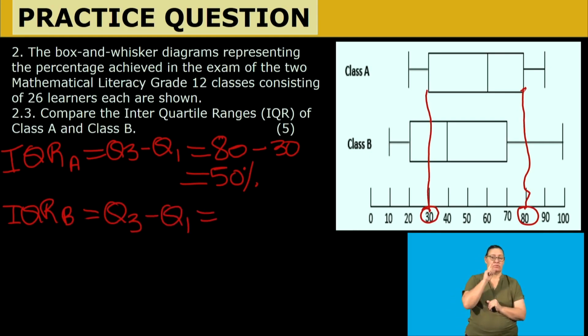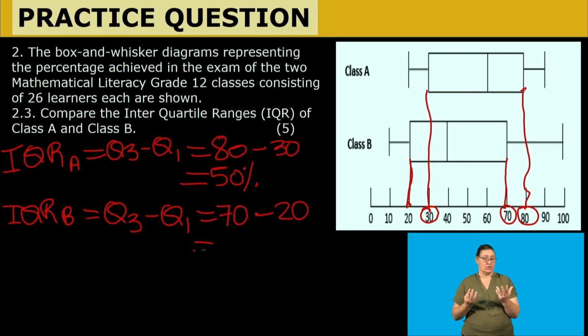So let us check class B. What is Q1? Q1 is 20. What is Q3? Q3 is 70. So Q3 is 70 minus your Q1, which is 20. So 70 minus 20, when you punch it in, you must get 15%.